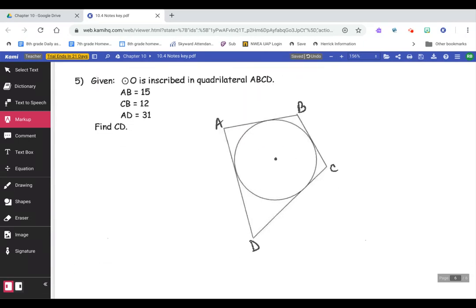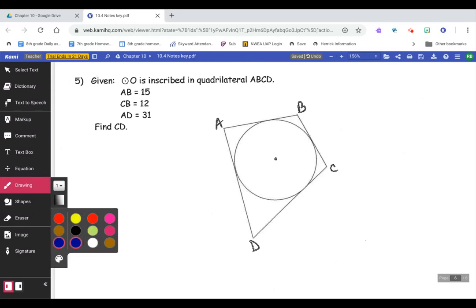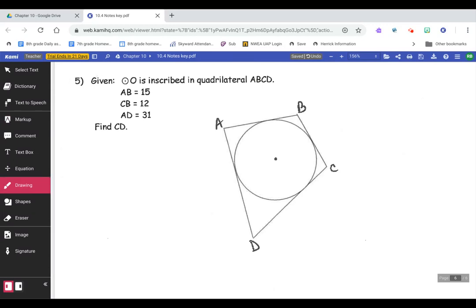Okay, this problem is similar to that one, but a little bit different because we have a circle that's inscribed in a quadrilateral ABCD, so it's inside there. We know that this long line from here to here, A to B, is 15, from C to D is 12, A to D over here is 31, and we're trying to figure out this length. So I think this is another fun problem.